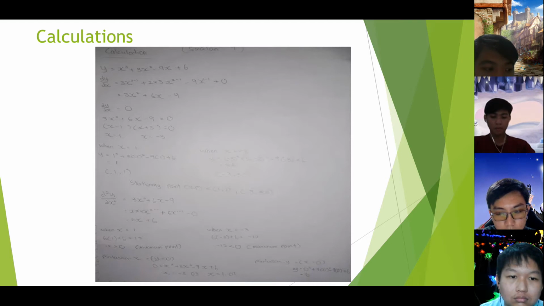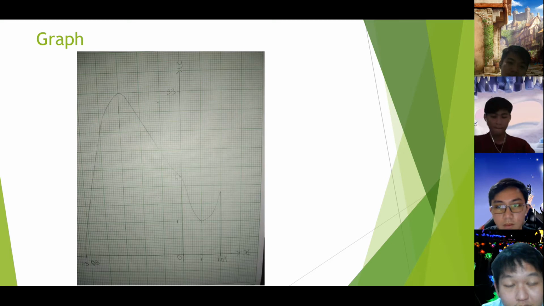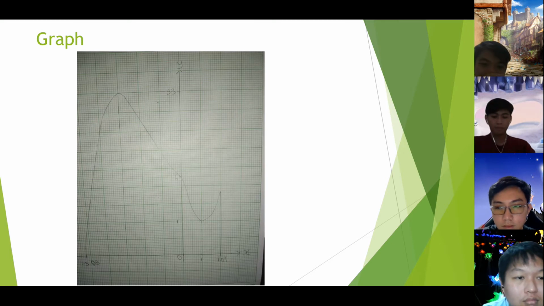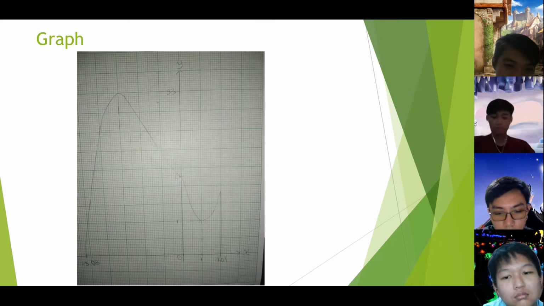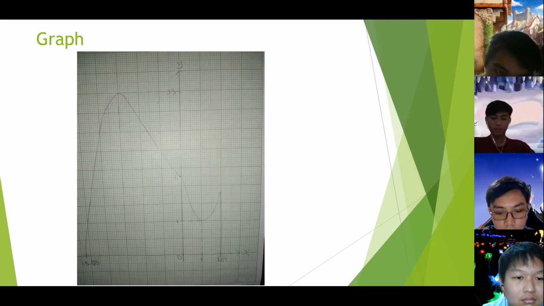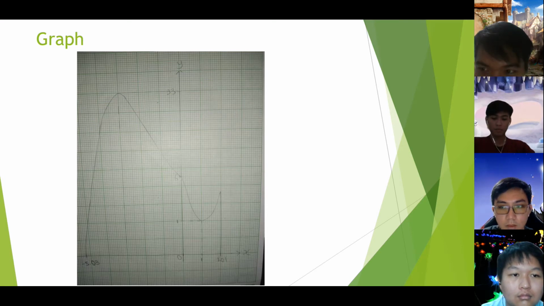Next, for the graph, it will have a maximum point and a minimum point. Okay, that's all.